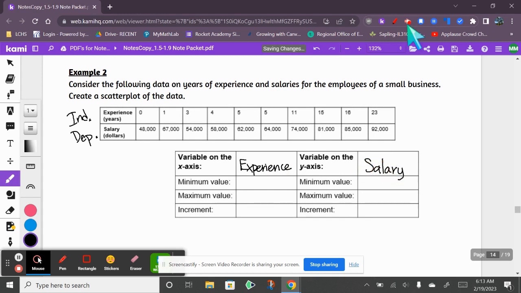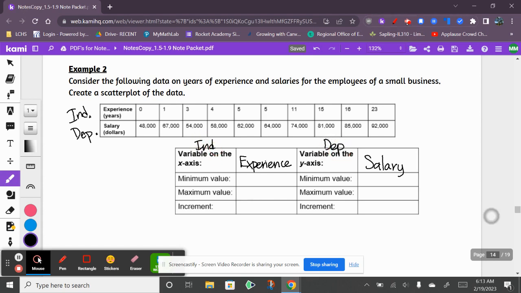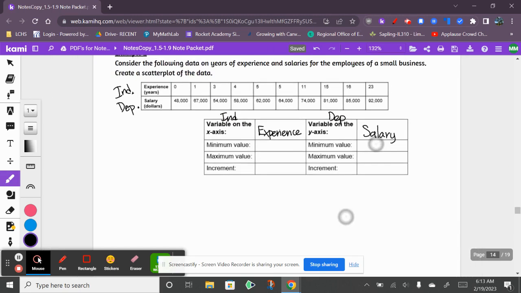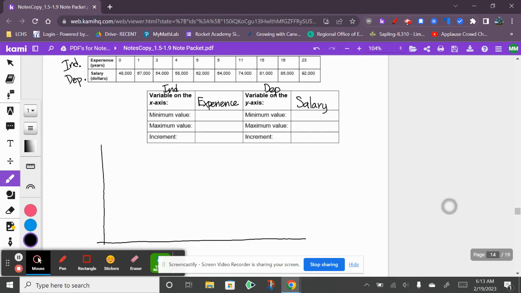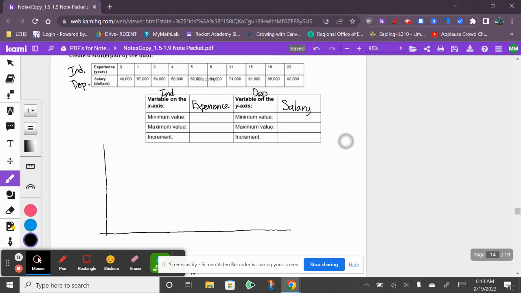And if it's on the x-axis, that one is our independent. If it's on the y-axis, that one is our dependent. So when we make our graph, we now already know what is going to be our independent and what is going to be our dependent variable. We've got our independent, which is going to go along this axis. So this one is going to be your horizontal axis. This one is going to be your vertical axis.